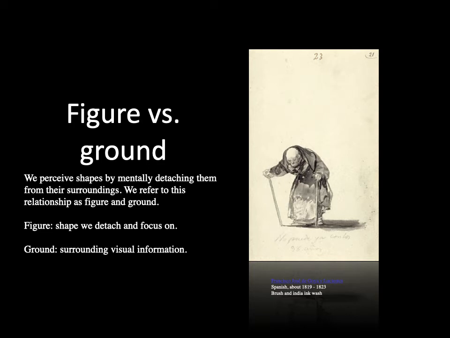Now, positive and negative space is grounded in the idea of figure versus ground. We perceive shapes by mentally detaching them from their surroundings. We refer to this relationship as figure and ground. So, for example, in this image that we see here, the figure would be the man. It's the shape that we detach and focus on. The ground is the surrounding visual information.